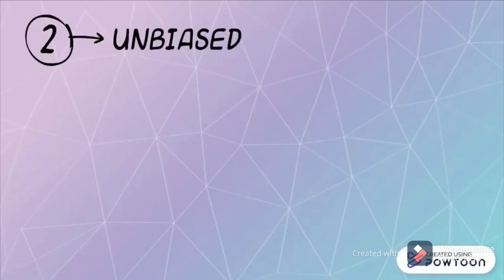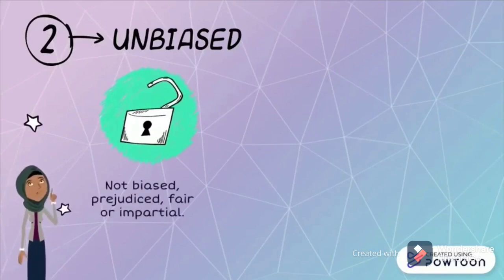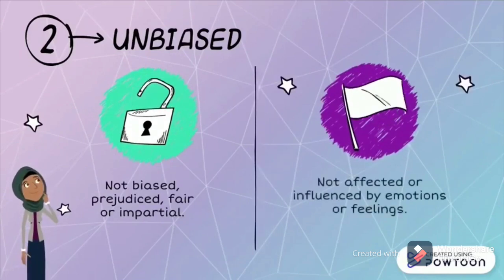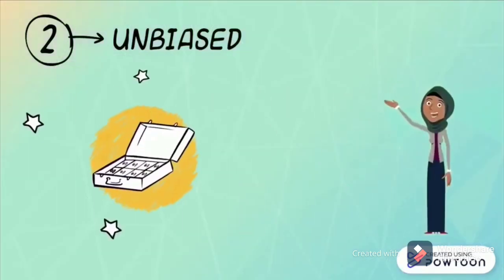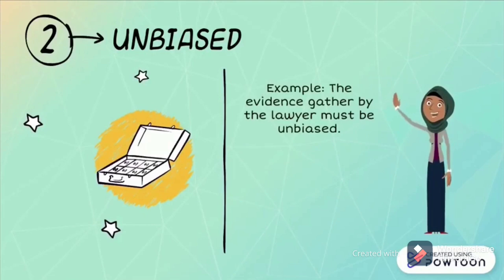Second, unbiased evidence. Unbiased evidence should be gathered in a completely neutral way. It is also called not biased, prejudiced, fair, or impartial. In other words, it is not affected or influenced by someone's emotions or feelings. As an example, the evidence gathered by the lawyer must be unbiased. It should not be influenced by emotion or feelings.